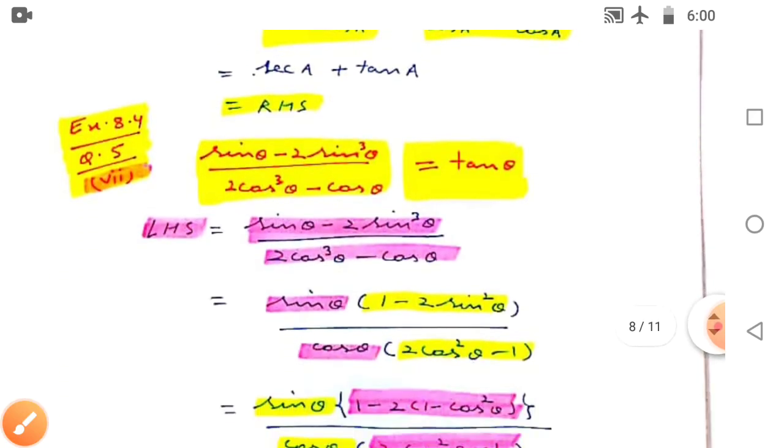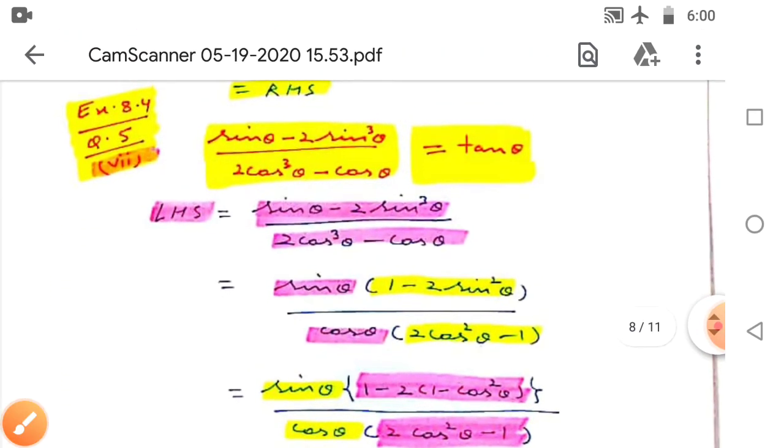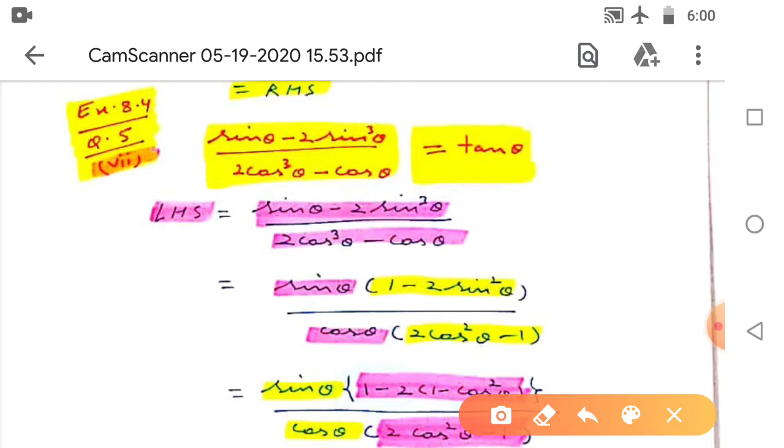Now come to the seventh part. The seventh part is (sin theta minus 2 sin cube theta) upon (2 cos cube theta minus cos theta) is equal to tan theta, which we need to prove. Clear? So we start with LHS, right? Sin theta minus 2 sin cube theta upon 2 cos cube theta minus cos theta. Clear?